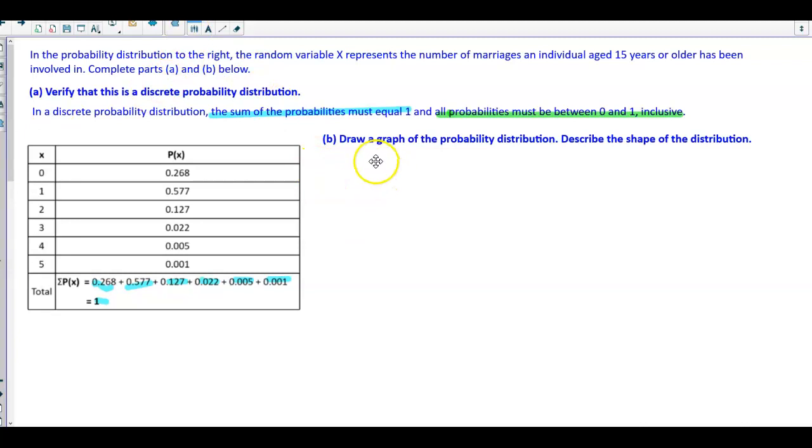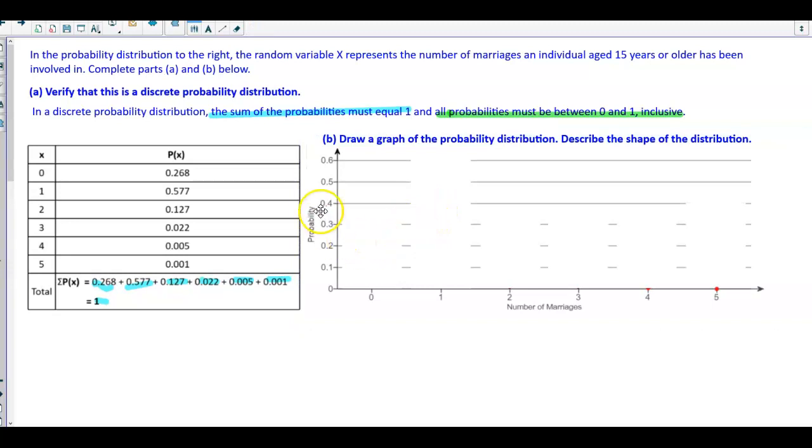Now the next thing we want to do is draw a graph of the probability distribution and then describe the shape of the distribution. The probability is going to be on the vertical axis and the number of marriages on the horizontal axis, and each is considered an ordered pair. So we have 0 and 0.268. We plot the point 0 and 0.268 and then we draw a line up to it.